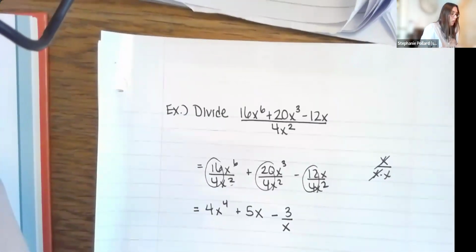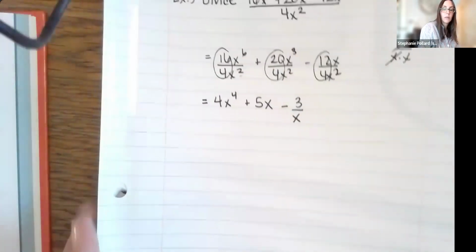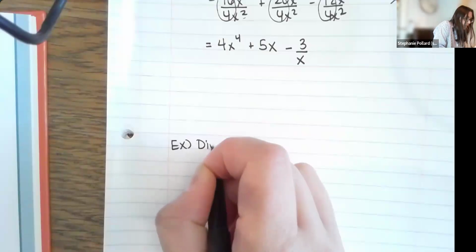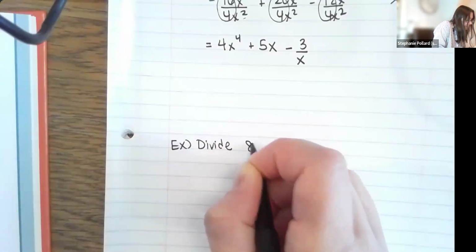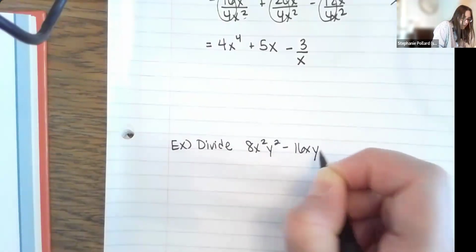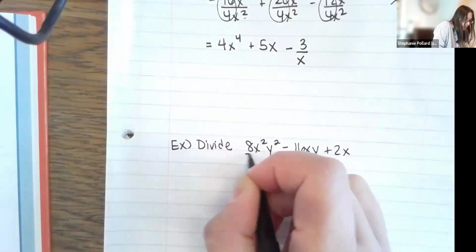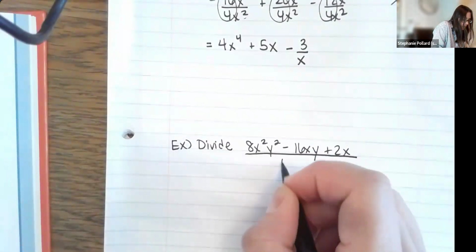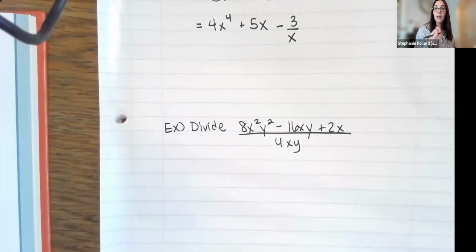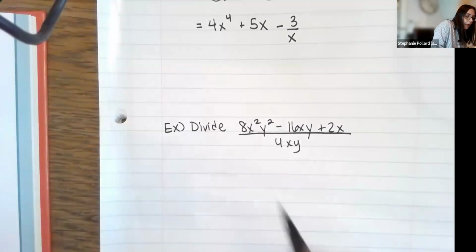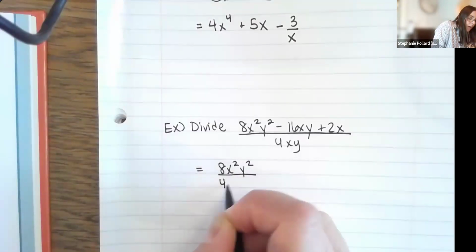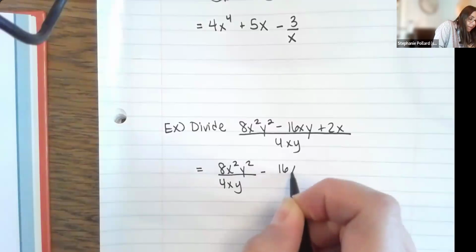Okay, let's do one more. I'm just going to spread it a little bit here with multiple variables. All right, so same thing. We're taking a polynomial and we're dividing it by a monomial, so just a single term in the bottom. And one of the easiest ways to do this is just to separate it out and take it each piece one at a time.